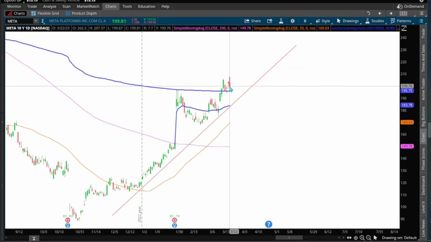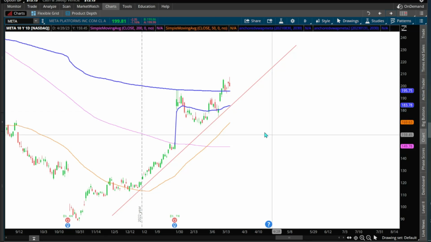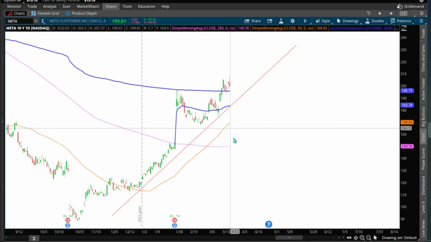So you do see that we did kind of print this shooting star-like candle. So maybe we just go right back to this VWAP. We see what happens here, okay? And then right below that, we do have this gap VWAP, which is right at around 183.78. And then below that, we have the 50-day moving average at 169.63 and the 200-day moving average at 149.78.